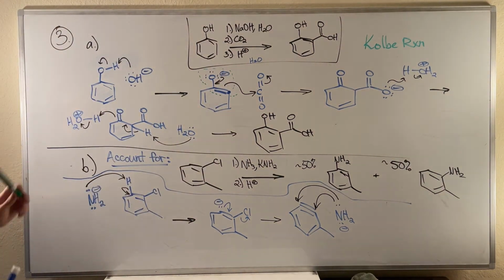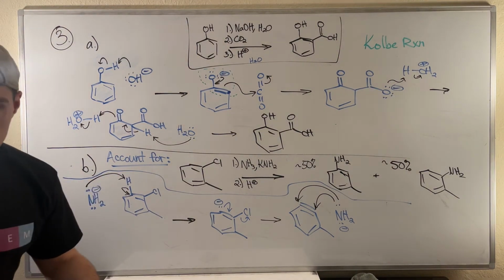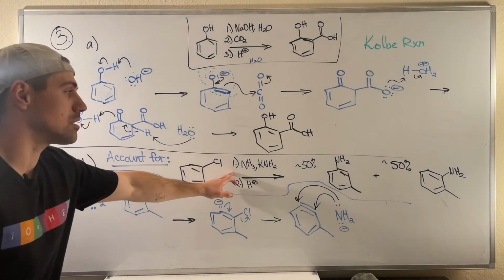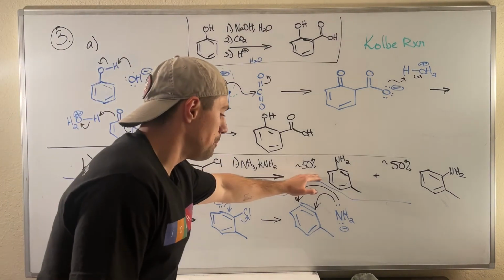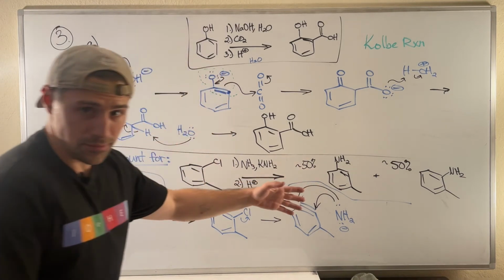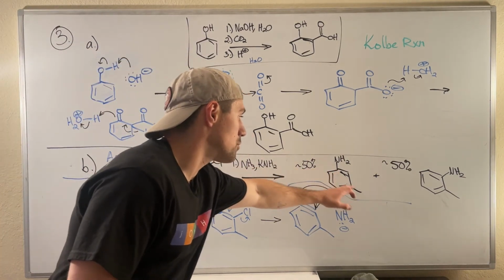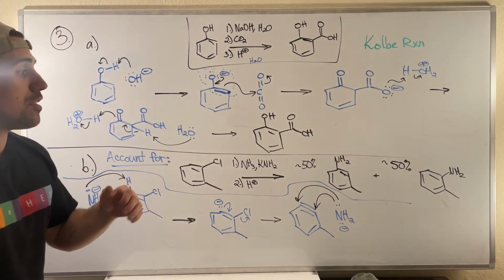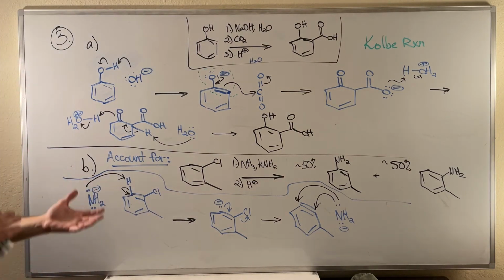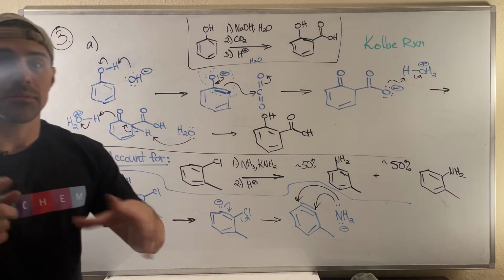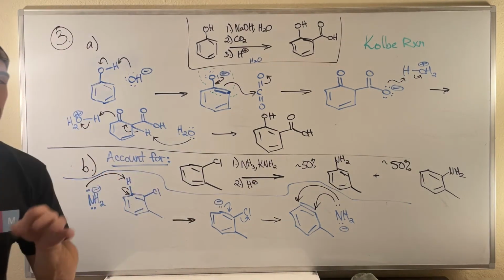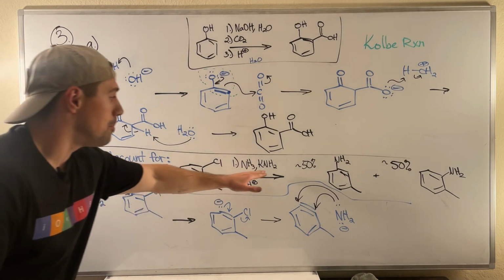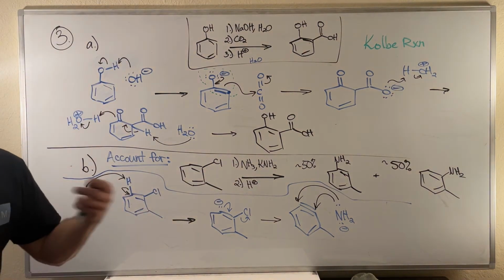Now in part B, it's more of an explain-this-phenomenon type of question. We have to account for the fact that when we subject this reactant to these conditions, we get 50% meta-methylaniline. Right here, we can see a meta relationship between the methyl group and the amine, and we also get 50% of the ortho product. What this comes down to is nucleophilic aromatic substitution, and really the intermediate we go through. We have a very, very, very basic NH2 minus in solution.